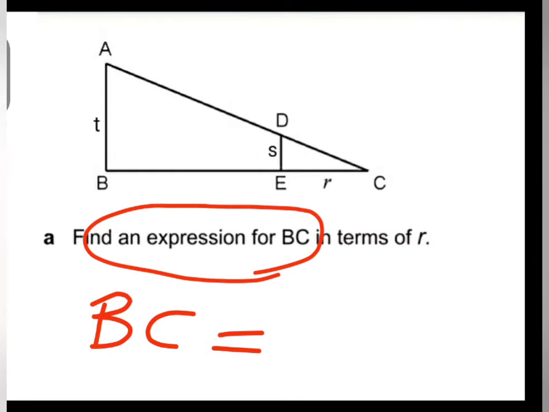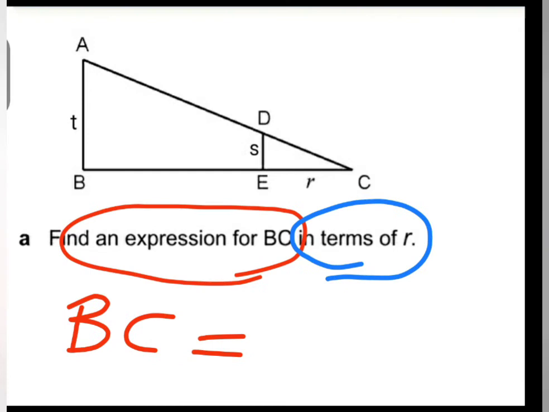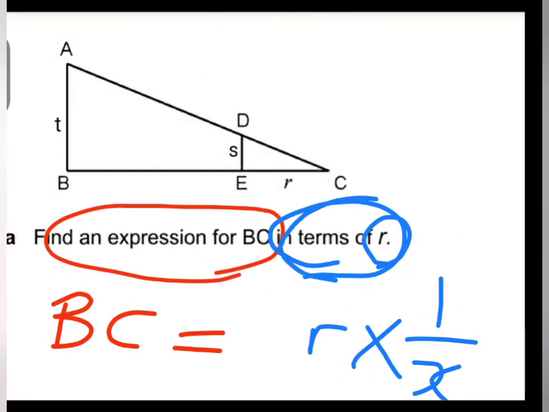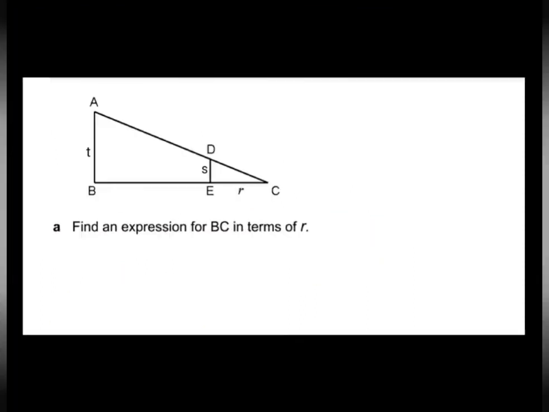And then we have another thing, which is in terms of R. In terms means what? It means make R or put R inside the equation, for example, like this. So in terms means put this letter or this variable inside the equation. And then expression for means write it as BC equals. Now let's start answering the question.